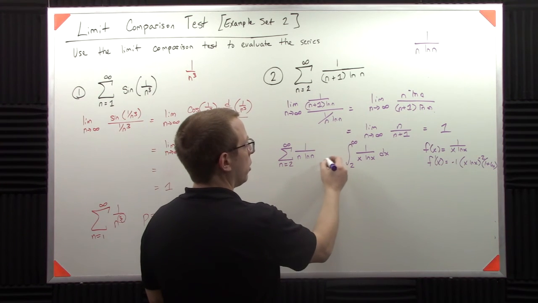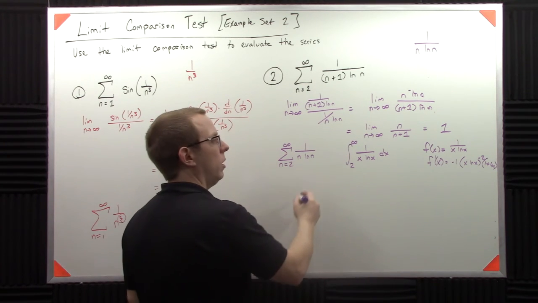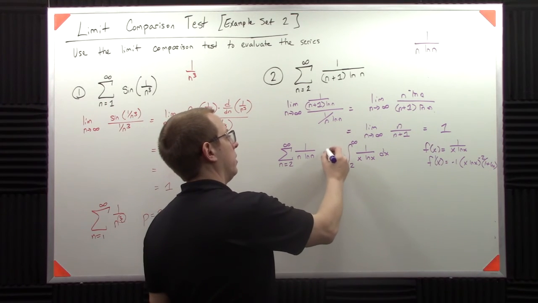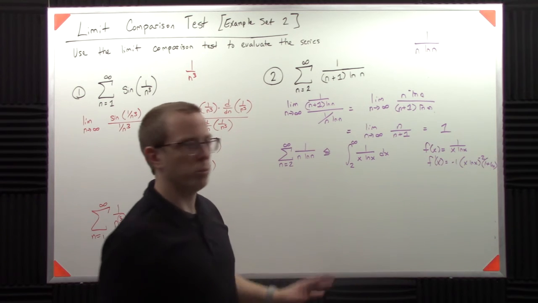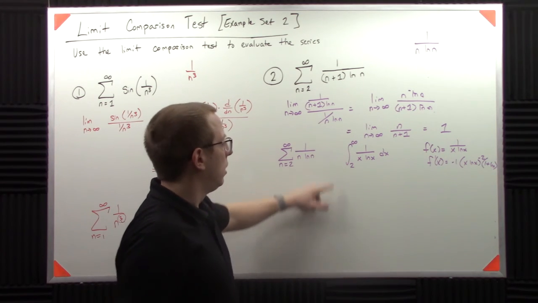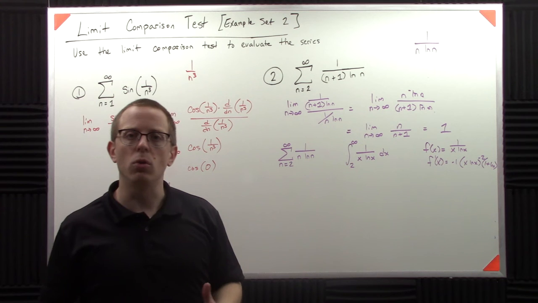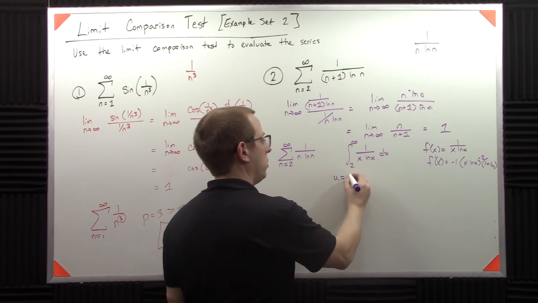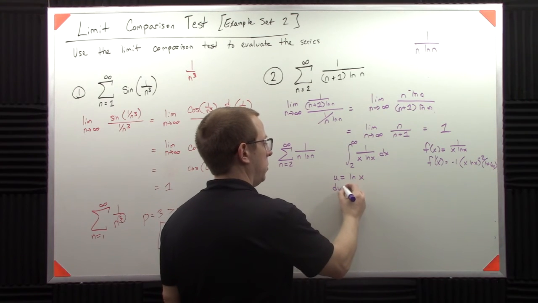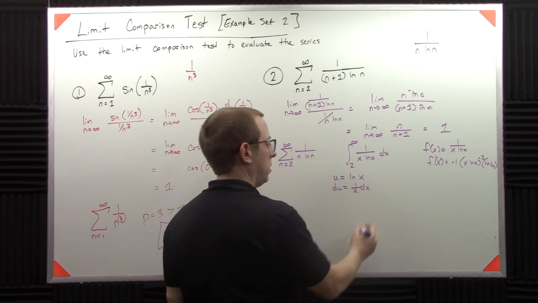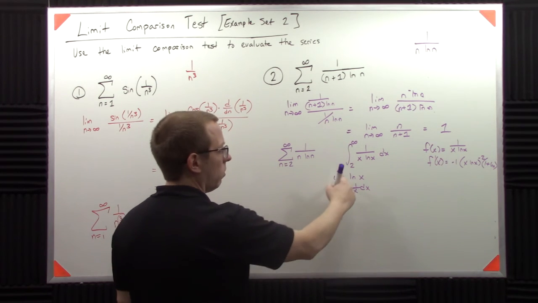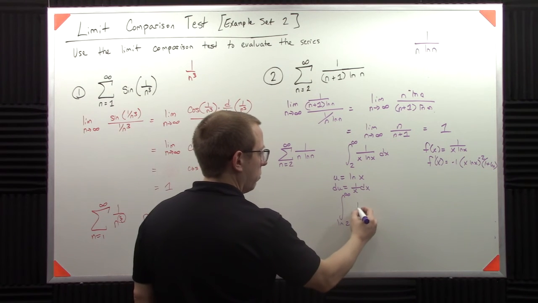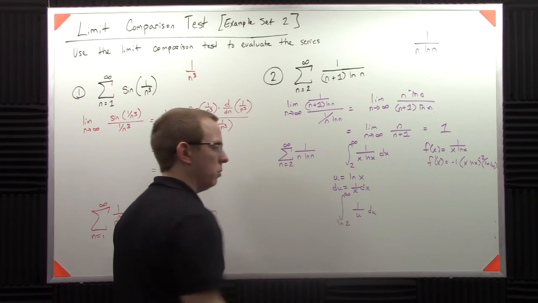So now these are going to converge and diverge together. So how do I find that integral? Well, you're going to have to use a substitution. You're going to say, all right, u is natural log x, so du is 1 over x dx. So now I have an integral from natural log 2 to infinity of 1 over u du.